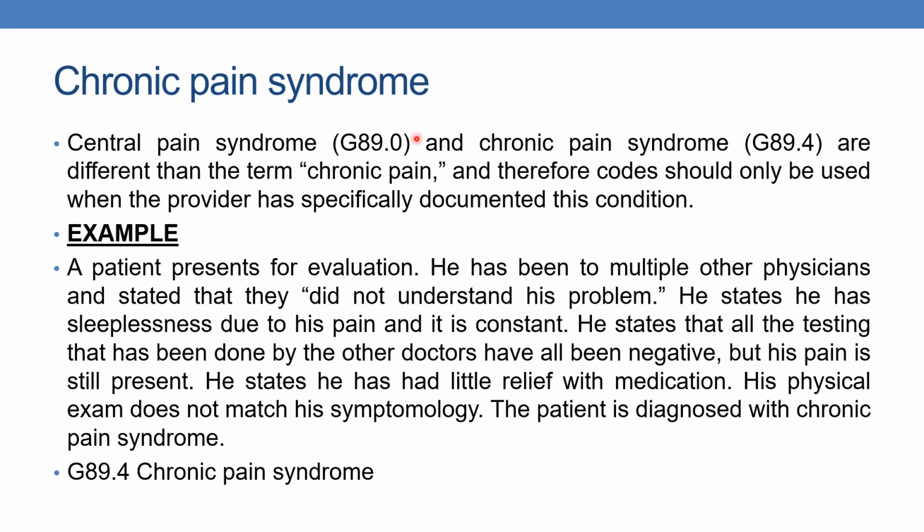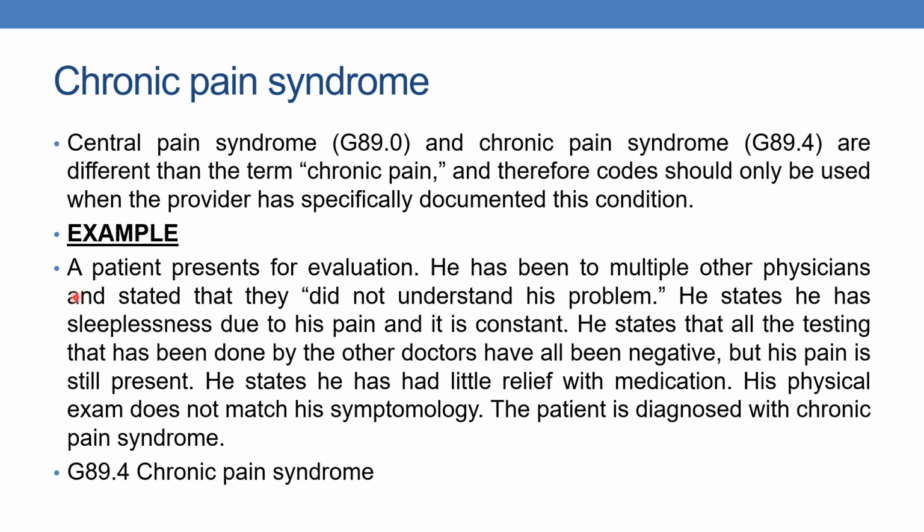Now coming to chronic pain syndrome. Central pain syndrome and chronic pain syndrome. Central pain syndrome comes under the category G89.0. Whereas chronic pain syndrome comes under G89.4. These are different than the term chronic pain, and therefore the chronic pain code should not be used when the provider has specifically documented the condition. So whenever the physician documents chronic pain syndrome, you should code only chronic pain syndrome. Additionally, chronic pain code is not necessary.